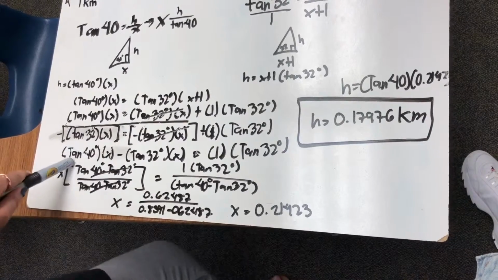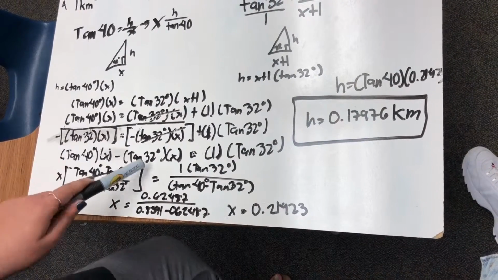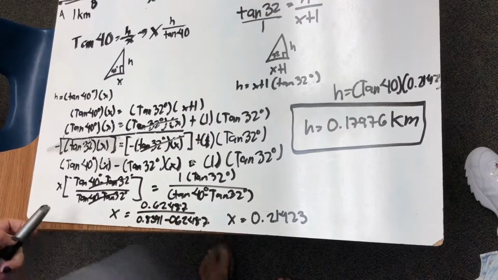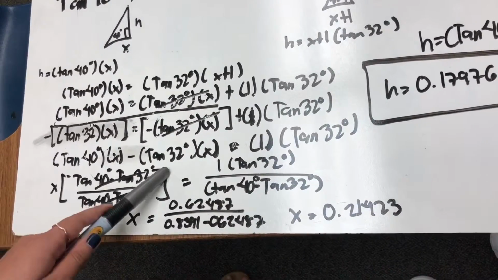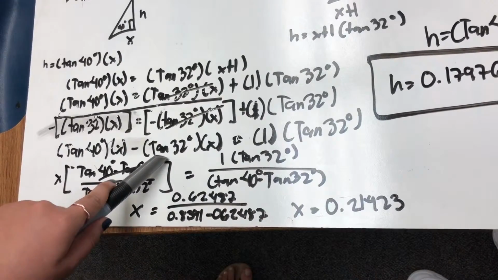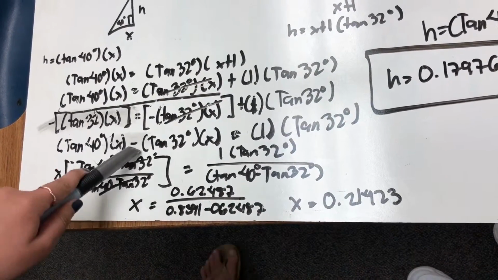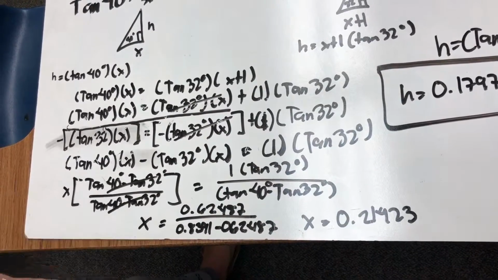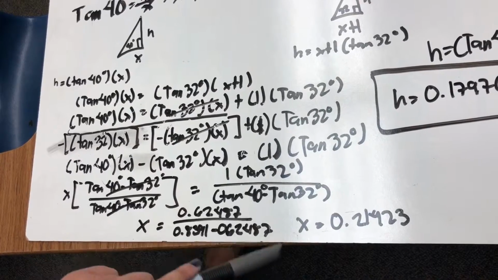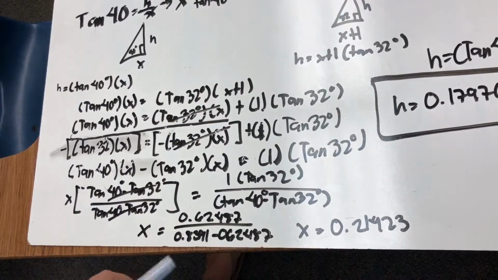So then it turns into tangent of 40 degrees times x minus tangent of 32 degrees times x, which equals 1 times tangent 32. And then after doing this part, you have to divide everything by tangent of 40 degrees minus tangent of 32. So then when you divide this side with basically the same thing, it crosses out to nothing, and then it's just x, which equals 1 times tangent 32 over tangent of 40 minus tangent of 32.